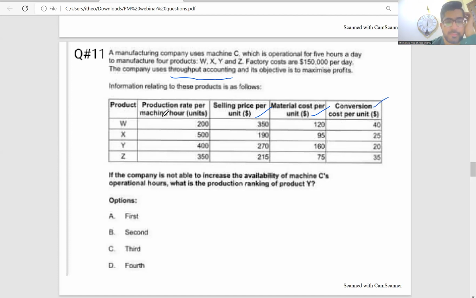Now, production rate per hour. Production rate per hour is 200 units of W. That means 200 units are made per hour. X, 500 units are made per hour, Y, 400 units are made per hour, that's the rate per hour, and 350 units of Z per hour. If the company is not able to increase the availability of machine C's operational hours, what is the production ranking? That's a very, very easy question of throughput accounting, which asks for ranking.